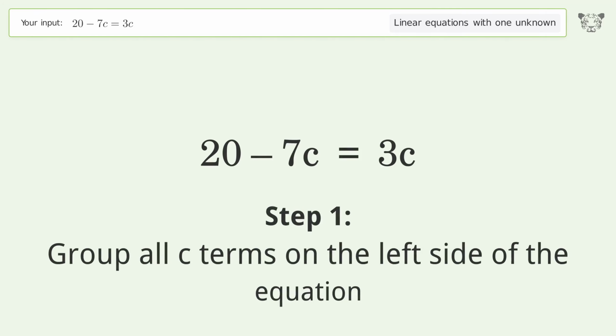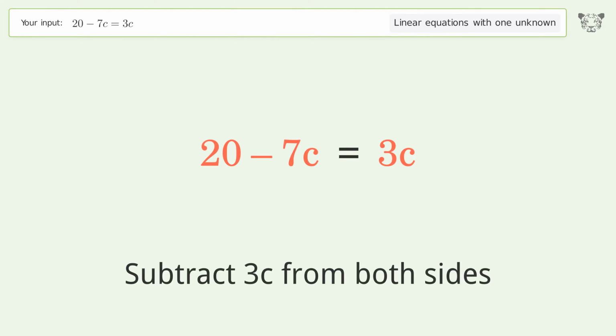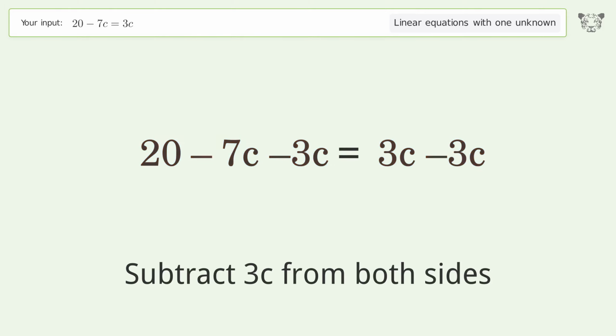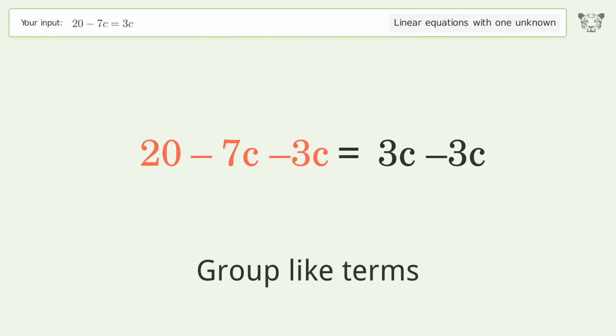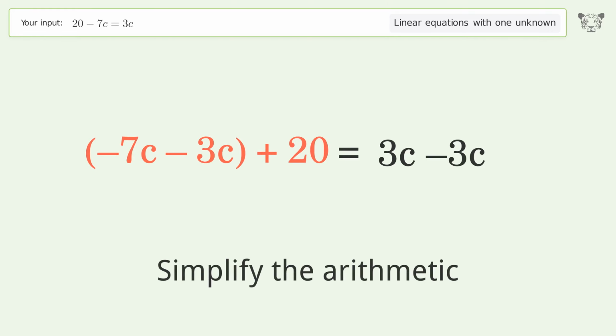Group all c terms on the left side of the equation. Subtract 3c from both sides. Group like terms. Simplify the arithmetic.